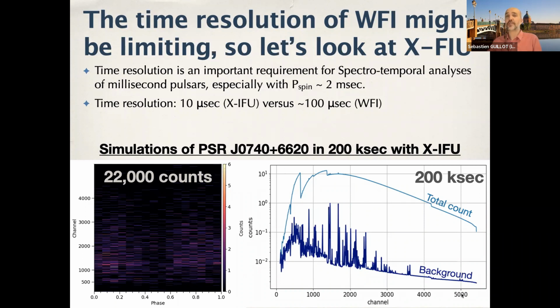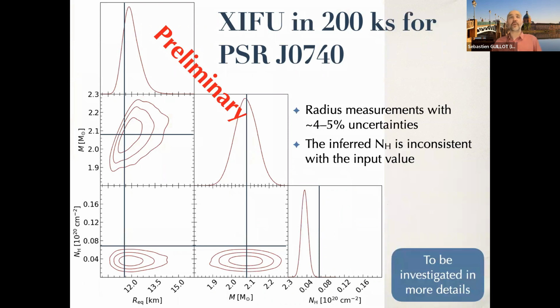But when we look just at the spectrum, with all the phases collapsed into a single bin, we still have a nice spectrum that dominates the background. And for the results for XIFU in 200 kiloseconds, we find uncertainties on the radius of around 4 to 5%, which is sort of consistent with the fact that with more than twice the amount of counts, we had 3% uncertainty with WFI.